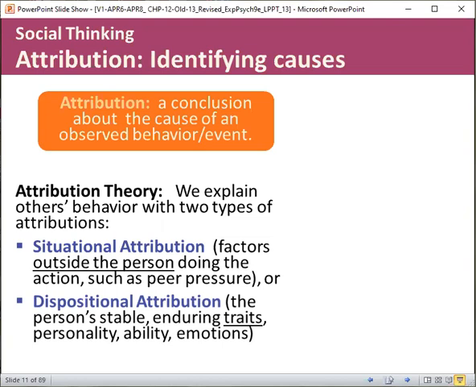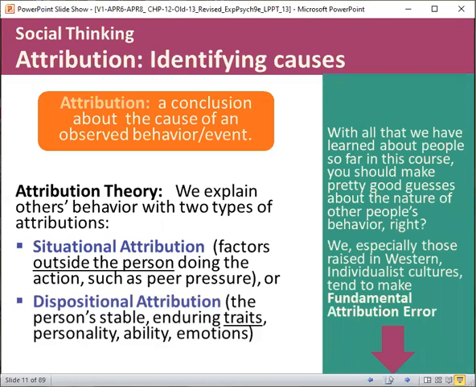So situational is external to the person. That's what's caused this. Dispositional is internal to the person. It's just who they are. So in attribution theory, we have these two ways that we can attribute someone's behavior, to the situation or to the disposition, their personality. With all that we have learned about people so far in this course, you should make pretty good guesses about the nature of other people's behavior, right? We, especially those raised in Western individualist cultures, tend to make an error, however. We tend to make an error quite regularly. And we refer to this error as the fundamental attribution error. So what is this error exactly?